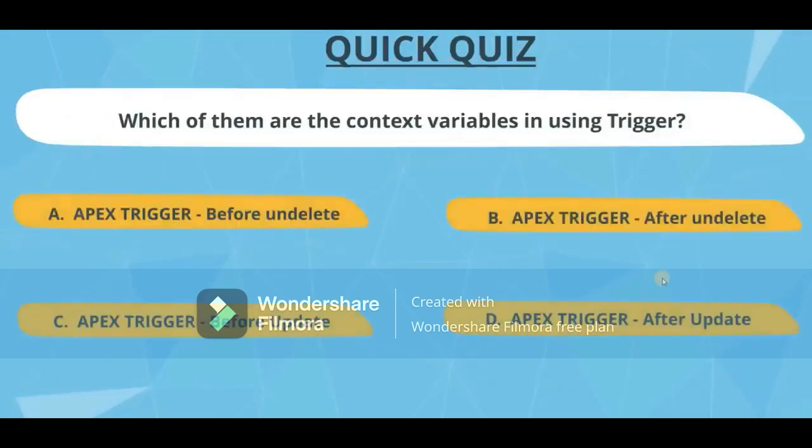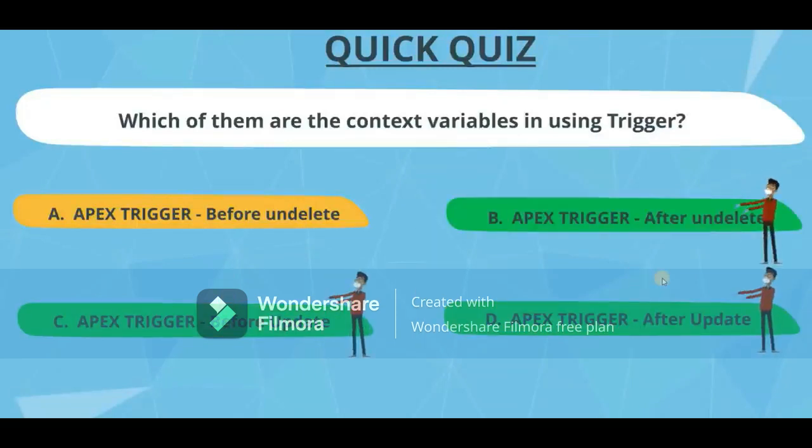Next question is, which of them are context variables in using trigger? So try this one. So tell me what are the context variables in using trigger. So the answer is after delete, before update, and after update. There is no before delete operation at all. It would be 4 after, 3 before. So there is no before delete.